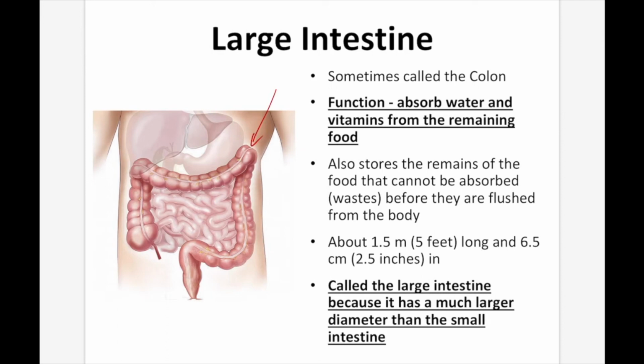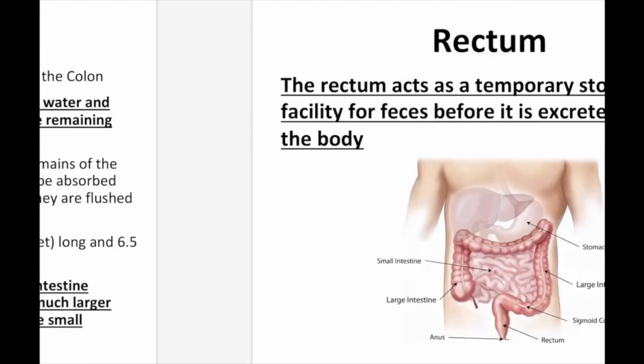If you have constipation, you get a drug that helps absorb less water. If you have diarrhea, then you get a drug that causes your large intestine to absorb more water. Now, it's about 1.5 meters, or about 5 feet long, and 6.5 centimeters, or about 2.5 inches in diameter. And that's why it's called the large intestine, not for its length, but for its diameter. It has a much bigger diameter than the small intestine.